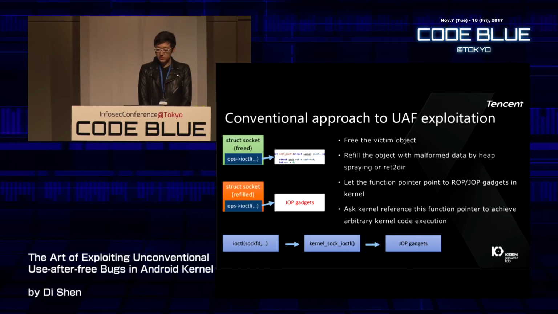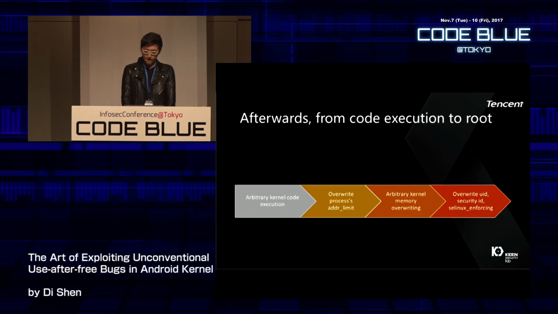So after that, we make our final operation: we call the function ioctl from userland into the kernel. It will continue to call the kernel's sock_ioctl, and finally it will jump to the JOP gadget we need. So in this way, we can achieve arbitrary kernel code execution. So till now, we can execute arbitrary code in the kernel, but we still need to do something to gain root privilege.